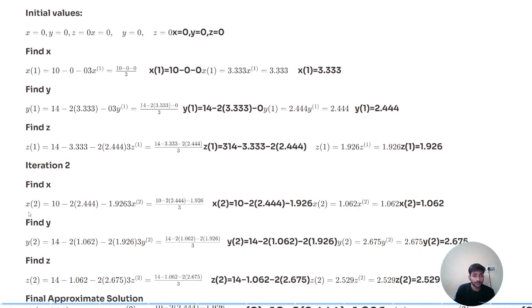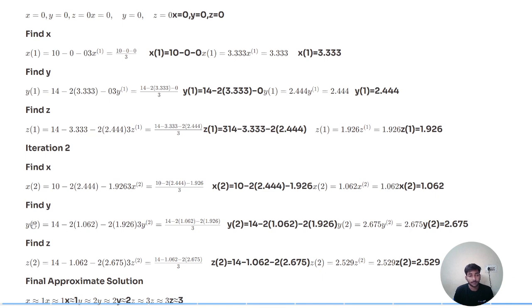Here, putting the value, we will get x2 is equal to 1.062. And in y2, after putting the updated values, we will put x2 as 1.062, y1 value 2.44, and z1 value 1.926. After this, we will get y2 is equal to 2.675, and z value is equal to 2.529.